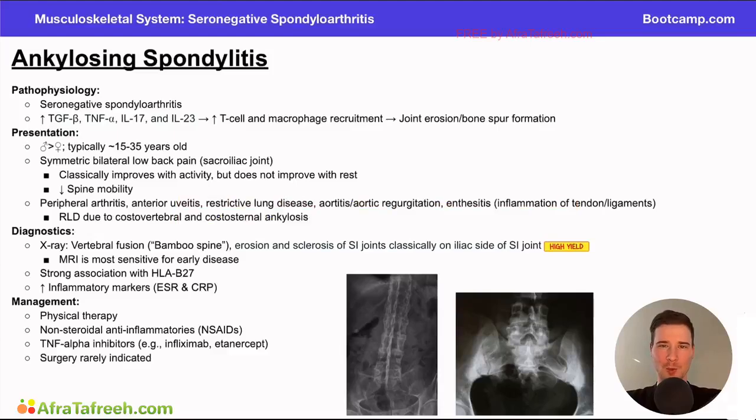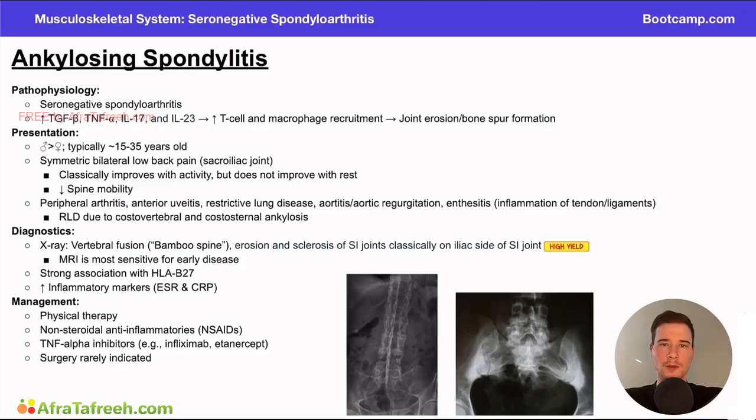So in this next video, we're going to talk about arguably the most important seronegative spondyloarthropathy in this entire chapter, and that is ankylosing spondylitis. Ankylosing spondylitis is another one of our seronegative spondyloarthritis or seronegative spondyloarthropathies. Remember, this means it is a chronic inflammatory condition that is negative for the rheumatoid factor. That's kind of what we say when we talk about a seronegative condition.